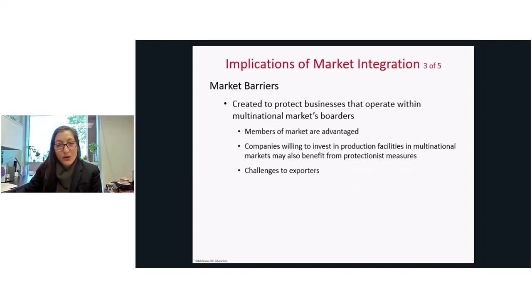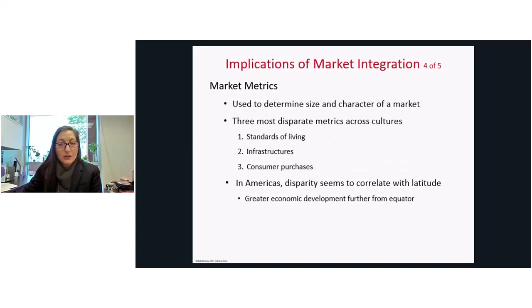Other implications of market integration include market barriers. These are deliberately created to protect businesses that operate within the multinational market's borders. Members of the multinational agreements or regions have the advantage, and companies willing to invest in production facilities in multinational markets may also benefit from these protectionist measures. But of course, it poses a challenge for exporters.